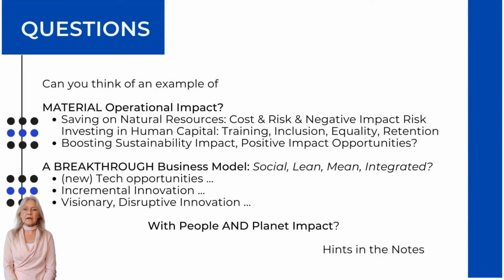Can you think of material operational impact or a breakthrough business model with people and planet impact? Hints. Planet impact: efficiency saving, replacing, removing components. People impact: retraining, upskilling, also online. Open hiring, remote, hybrid workplace, more flexible hours. Impact tech, with low emission energy, less polluting ingredients, emission-free transport, and small tweaks with big impact, supporting carpooling, exercise and mindfulness classes on and off the workplace.